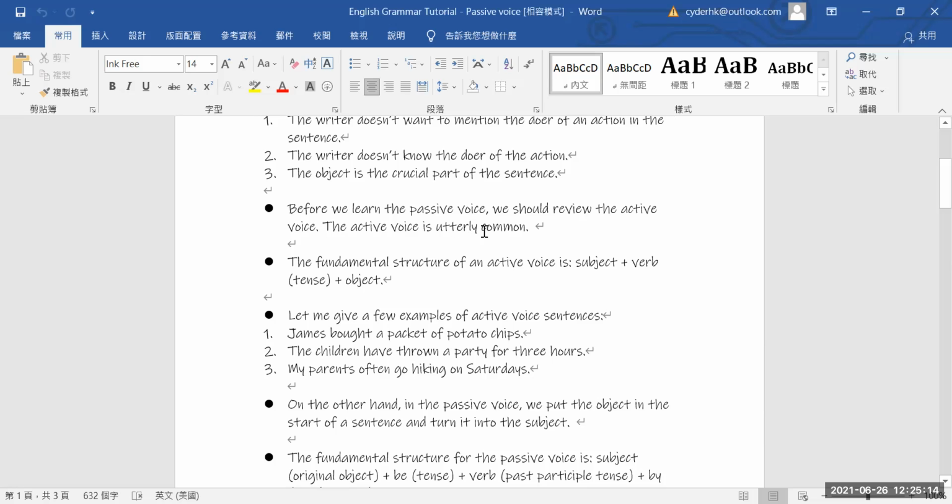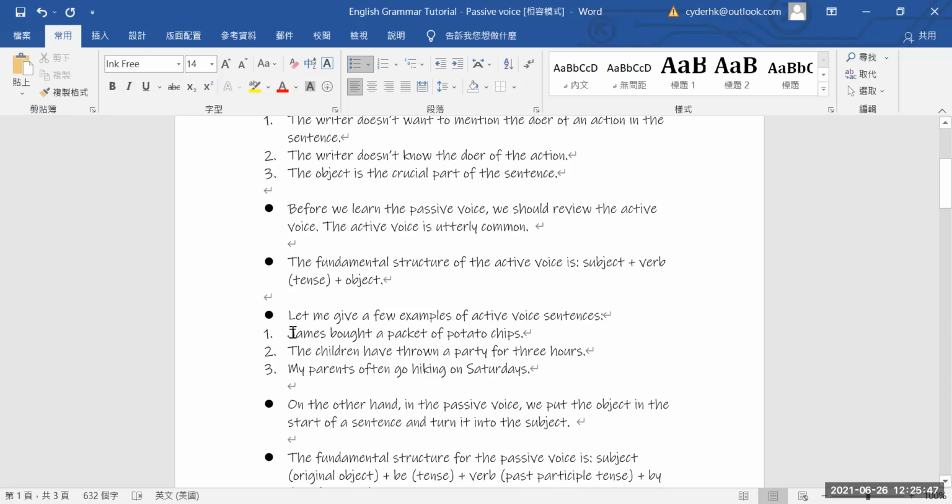The active voice is utterly common. I think all of you know what the active voice is. The fundamental structure of an active voice is subject plus verb with tense and object. So let me give a few samples of active voice sentences, like: James bought a packet of potato chips. These are examples of active voice.